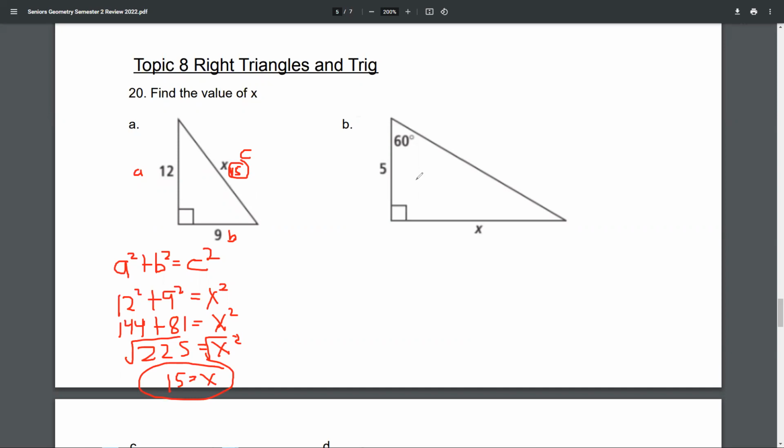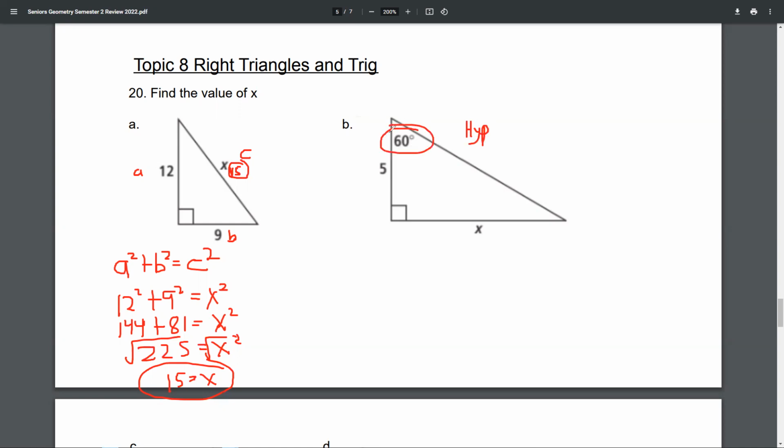All right, the next one, we have one side and one angle and we're looking for another side. So that's going to be regular trig. We have a side and one of the acute angles, so we're going to use trig. So we've got to label our triangle. The hypotenuse is the blank side.